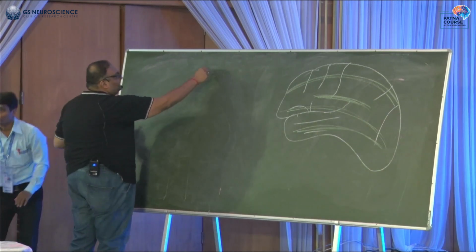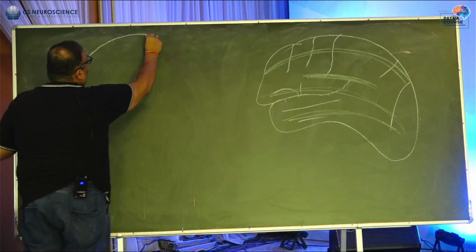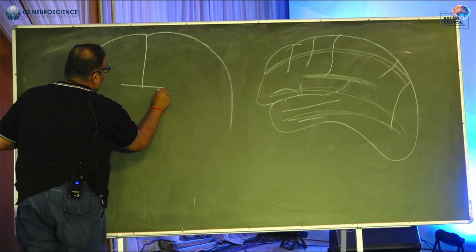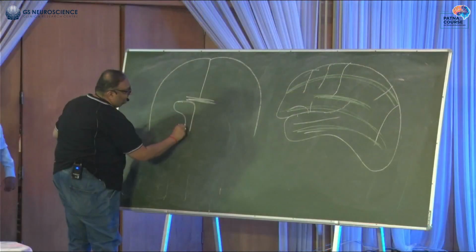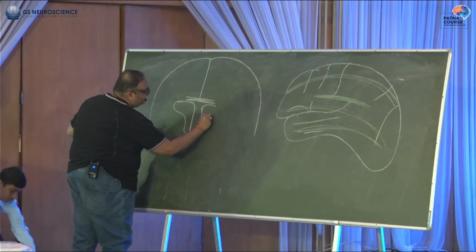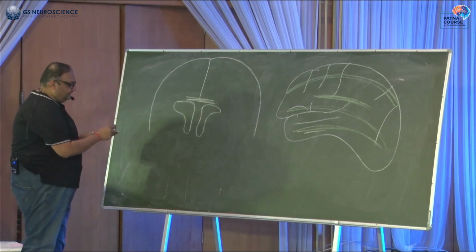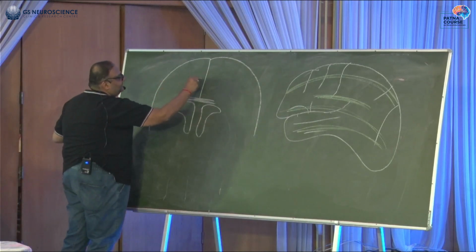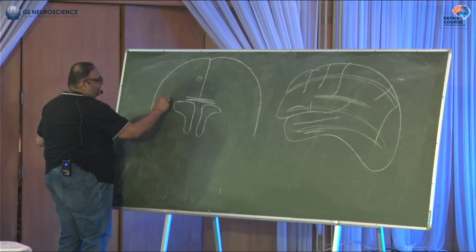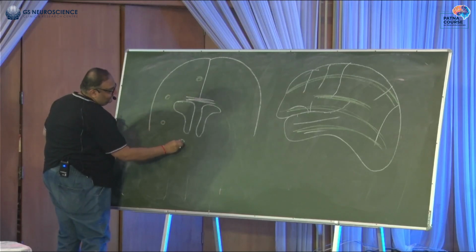Now we are in the coronal orientation. That is the midline, that is the right lobe, that is the left lobe, that is the corpus callosum, that is the ventricular wall, that is the ventricular wall. And basically, we now have four fiber systems, one fiber system here, one fiber system here, one fiber system here, and one fiber system here.